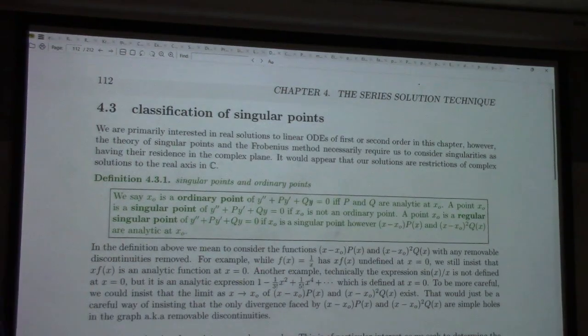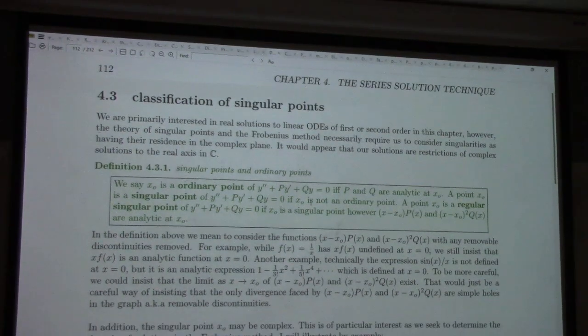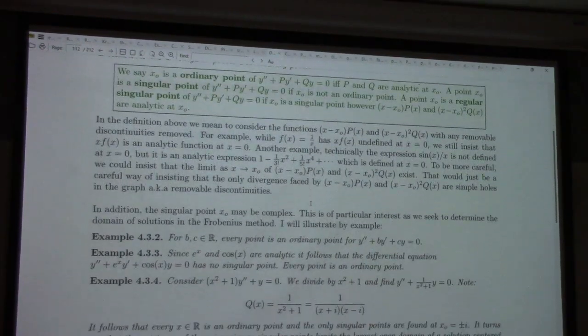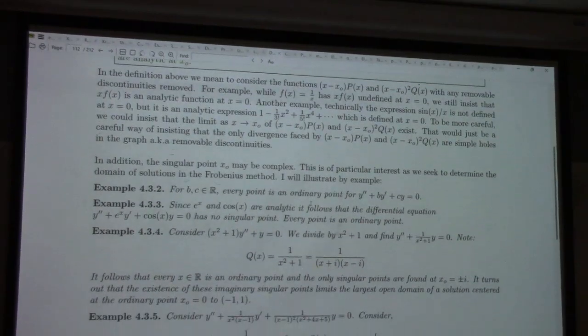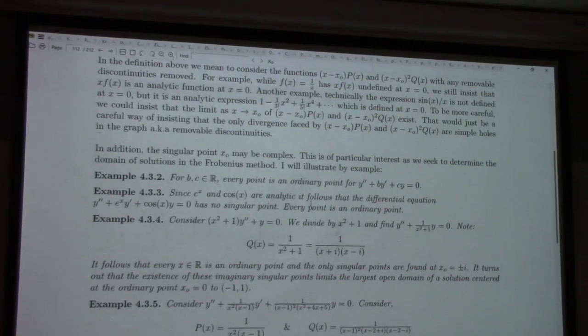So that's the context, and that is indeed the context of the Cauchy-Euler problem, right? Because if you look at the Cauchy-Euler problem, if you divided it by x squared, your P is 1 over x, and your Q is 1 over x squared, and x times 1 over x is 1, and x squared times 1 over x squared is 1, and of course 1 is analytic.